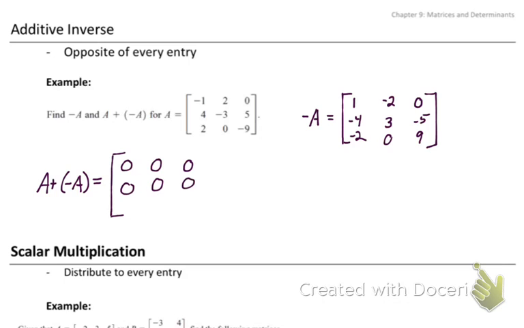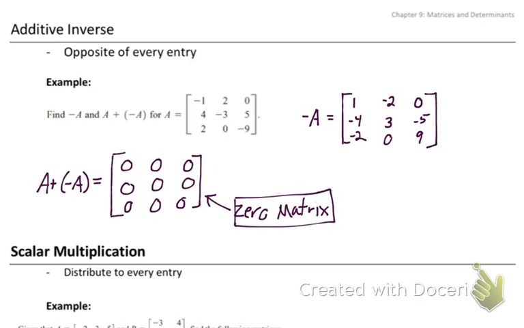And we're just going to have a 3 by 3 matrix with just zeros. And this is called the 0 matrix. I know, it's a super creative name. That is called the 0 matrix. Just a matrix full of zeros.